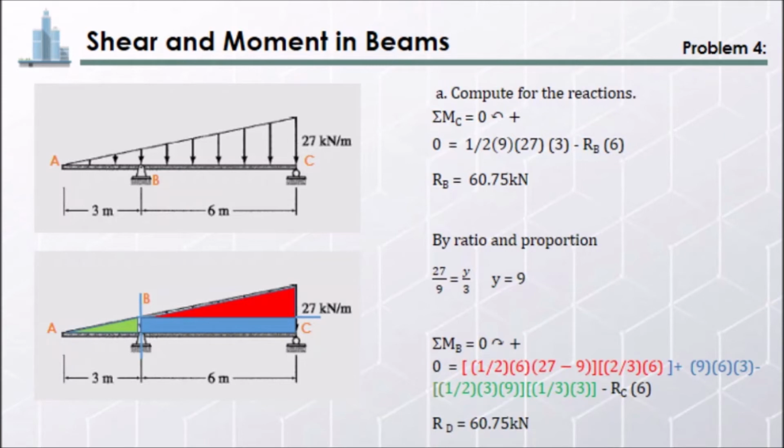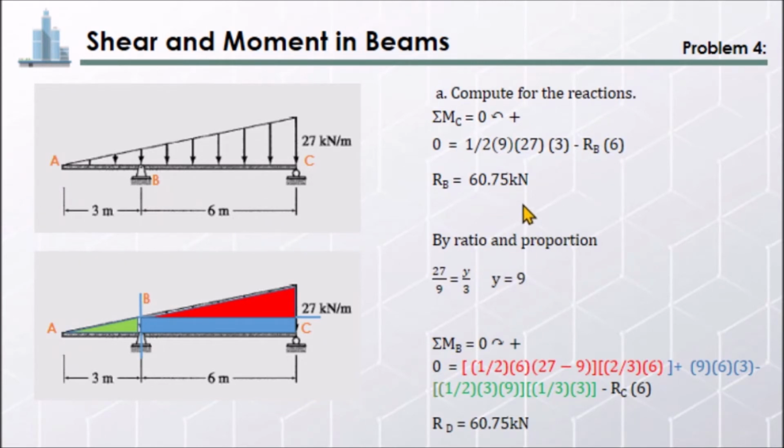Okay, so taking summation moment at point C is equal to 0, counterclockwise as positive. So we have 0 is equal to 1/2 9 multiplied by 27 multiplied by its moment arm na 3. Okay, so saan galing yung 3 na to na moment arm niya? So dito siya mapupunta, 'di ba? 1/3 ng ating 9. So, that is 3. Yun yung moment arm niya. Minus R sub B multiplied by its moment arm na 6.